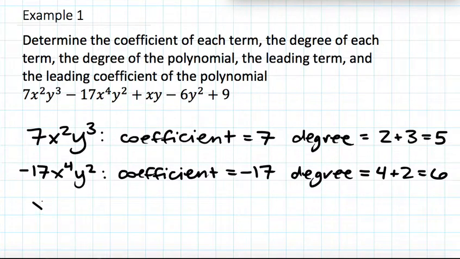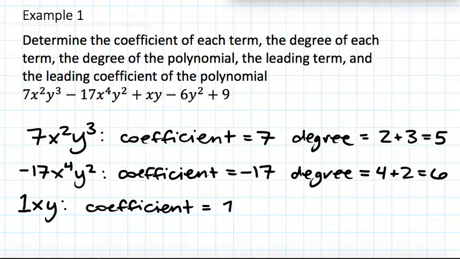Next term is xy. Now this one doesn't have a number in front, so it would be like an imaginary 1 in front. So my coefficient here is positive 1. Now for my degree, I don't see any exponents, but these are imaginary powers of 1. If I have a variable with no exponent on it, it's like an imaginary exponent of 1. So for my degree, each of them has a 1. So add the exponents on the variables and you get 2. That one's a little bit tricky.